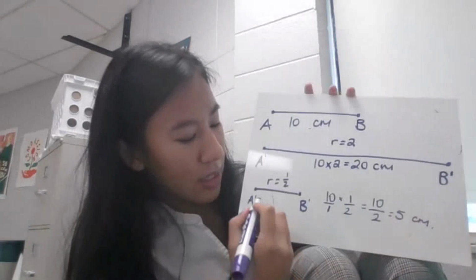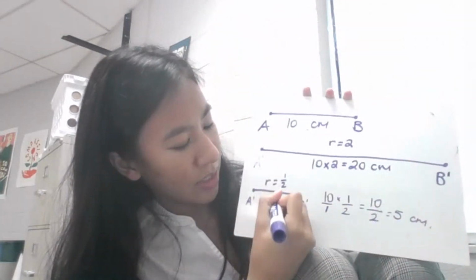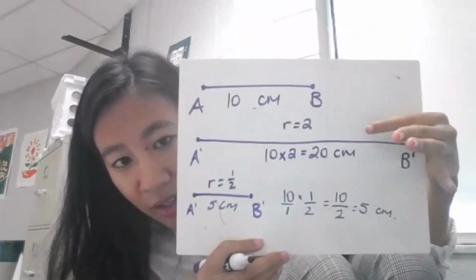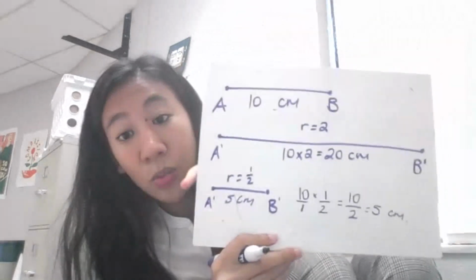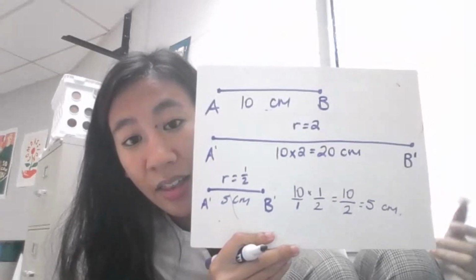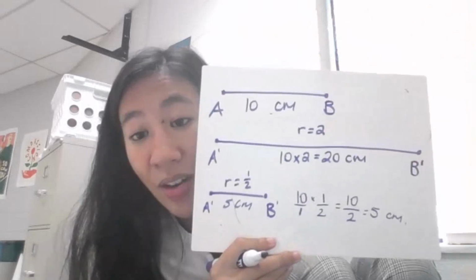And so what I end up with is that when I have a scale factor of 1/2, the line segment is now 5 centimeters long. So as you can see, when our scale factor was bigger than 1, our line segment got longer. When our scale factor was smaller than 1, our line segment got shorter. And we found the exact length by taking the original length and multiplying it by whatever scale factor we got in that question. And so we're going to take this one step further now and see if we could do this with a whole shape.